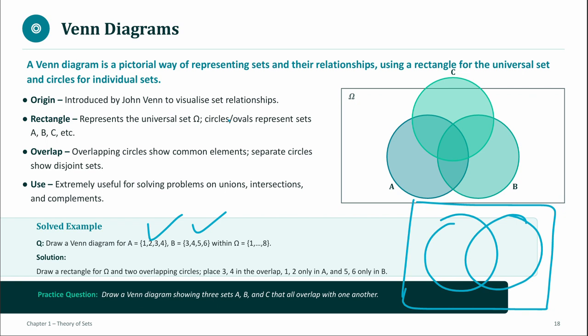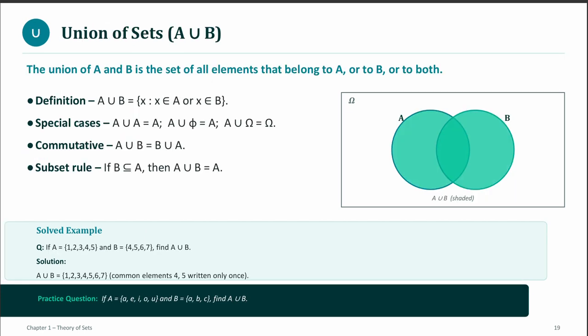So here 1 and 2 are going to lie in this region because they only belong to set A, whereas 3 and 4 lie in both A and B. So 3 and 4 are going to lie here. And 5 and 6 solely belong to B. So this is going to be our Venn diagram where there are 8 elements in total. 1, 2 solely belong to A, 3, 4 belong to both A and B, and 5, 6 belong to only B. Draw a Venn diagram showing three sets A, B, and C that all overlap with one another. We have already done this here. Let us move forward.